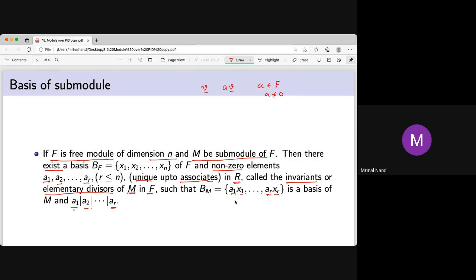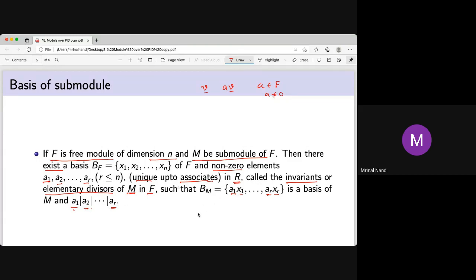You have to remember two things. You have to choose R many elements, because the dimension of M is less than or equal to N, and those R many elements are actually multiples of some x1, x2, up to xr. And not only that, those multiples also have a nice property, so that they have to be unique.